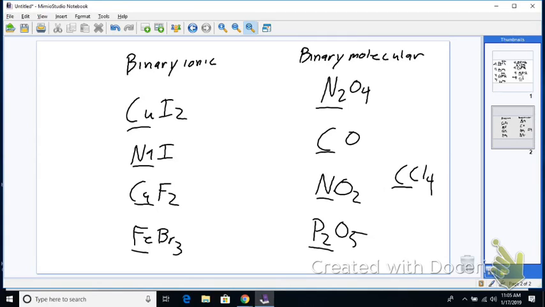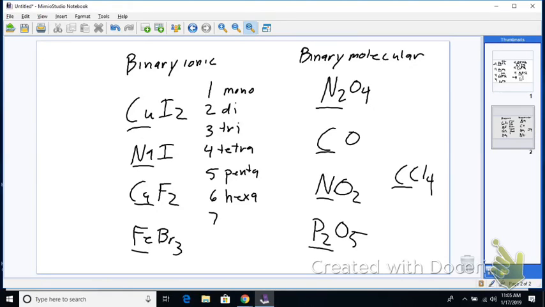And the prefixes are: 1 is mono, 2 is di, 3 is tri, 4 is tetra, 5 is penta, 6 is hexa. You guys know what these come from, right? Geometry. 7 is hepta, 8 is octa, 9 is nona, and 10 is deca.